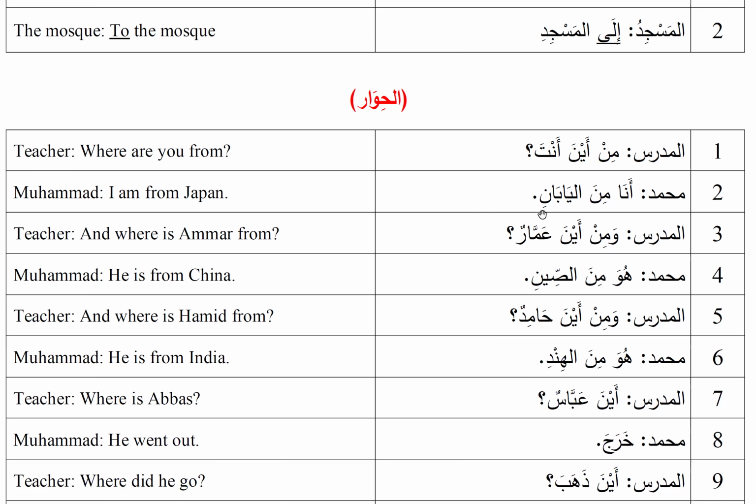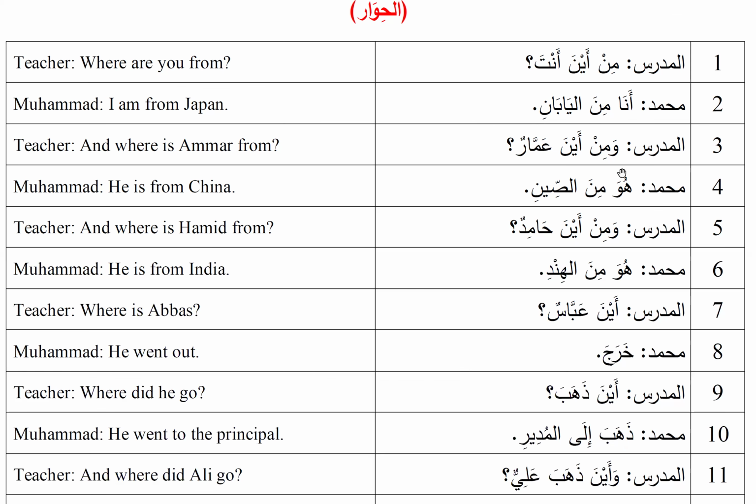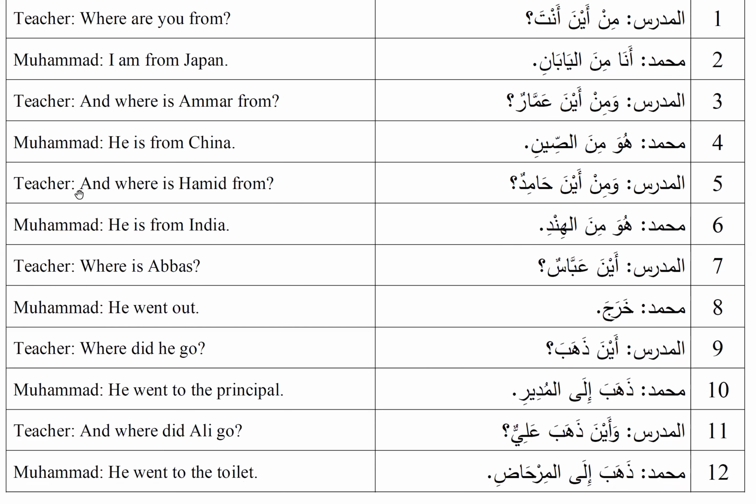See, Yabani, kasra, because of the min. Also Mudarris says, wa min aina Ammarun, and where is Ammar from? Huwa min as-Sini, he is from China. So Mudarris says, wa min aina Hamidun, and where is Hamid from? Huwa min al-Hindi, he is from India.